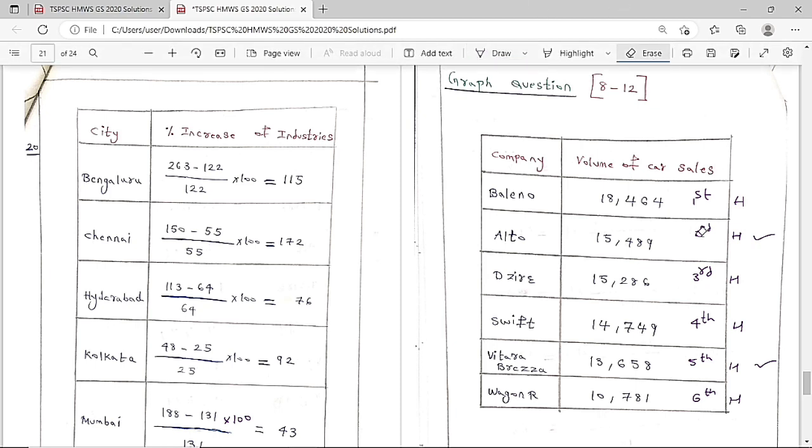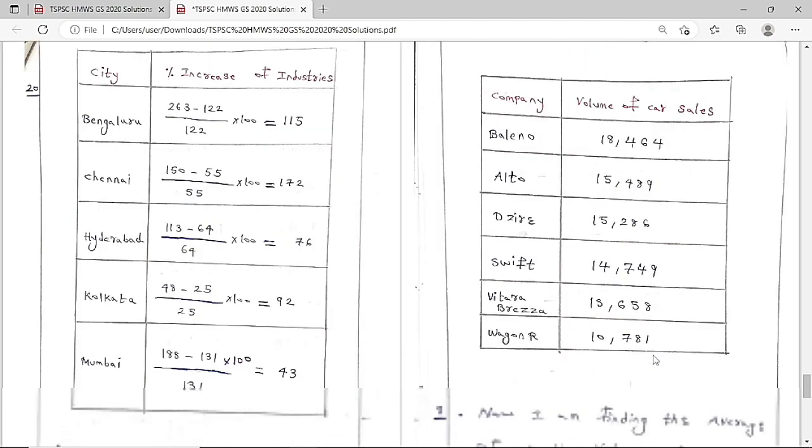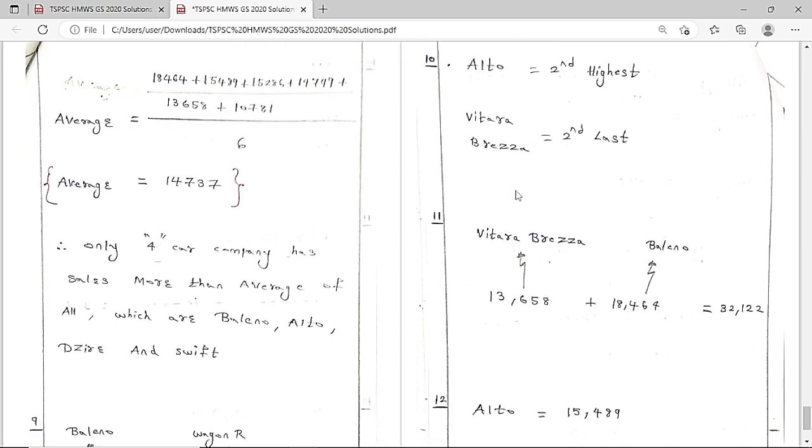Like this you always have to keep in your mind and analyze each and everything: which has the first highest sale, which has the second highest sale, which has the third highest sale. Like this you have to figure out. Therefore Baleno is the first highest amount of sale, Alto is the second highest sale, Desire is the third highest sale, Swift is the fourth highest sale, Vitara Brezza is the fifth highest sale, and the Wagoner is the sixth highest sale. Therefore Alto is the second highest sale and the Vitara Brezza is the second lowest sale. This is the correct solution of this question. Same thing I have written: Alto company has the second highest sale and the Vitara Brezza has the second lowest sale. So this is the correct solution of this question.